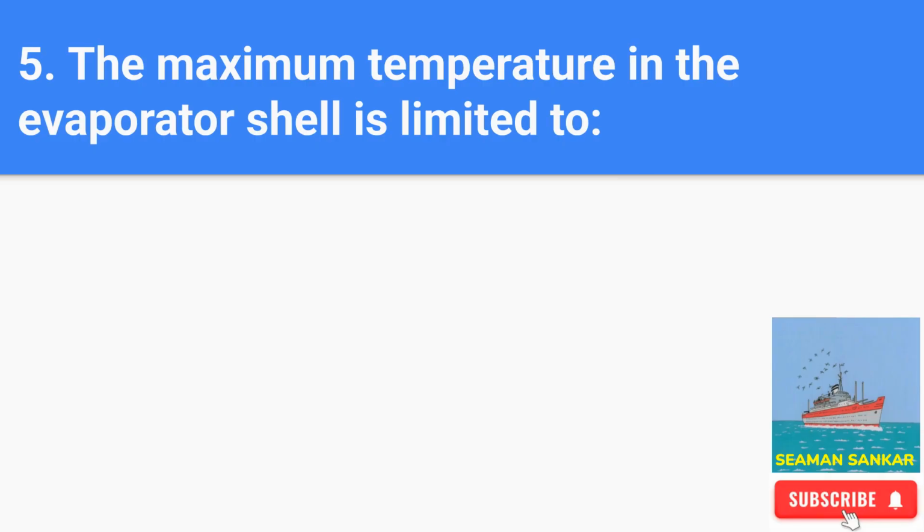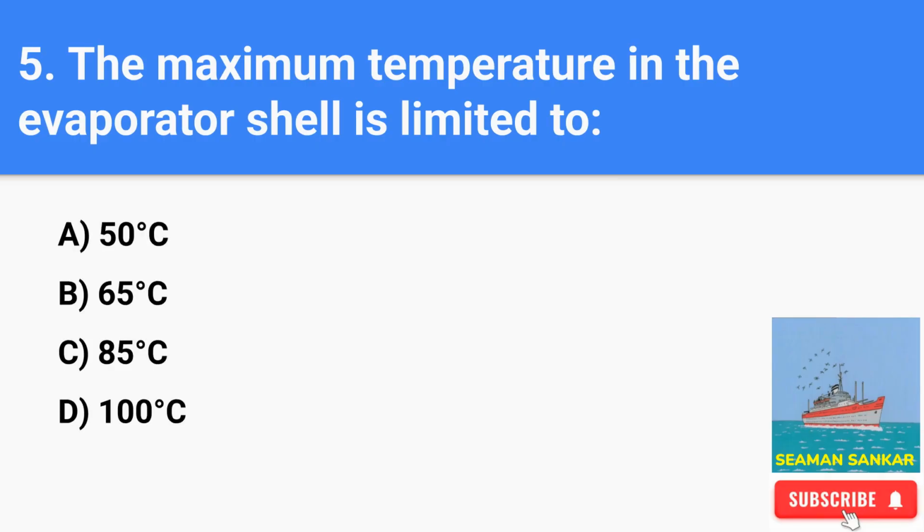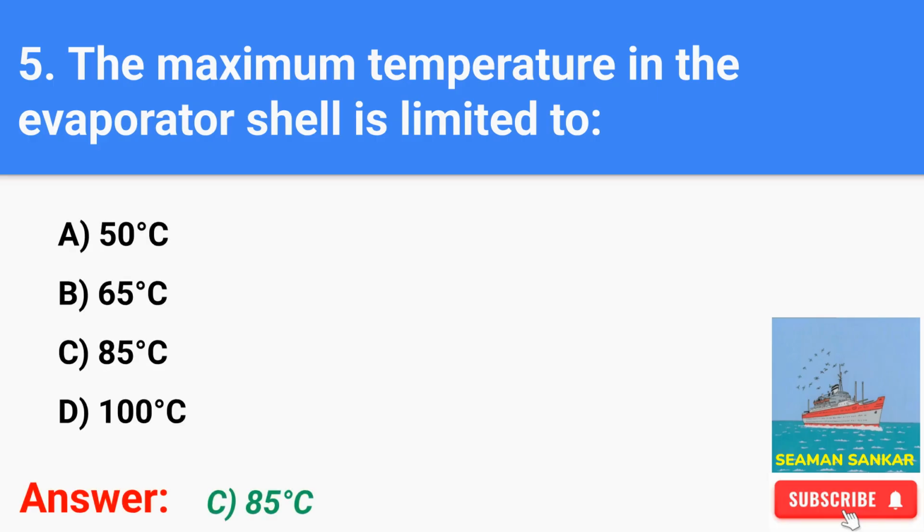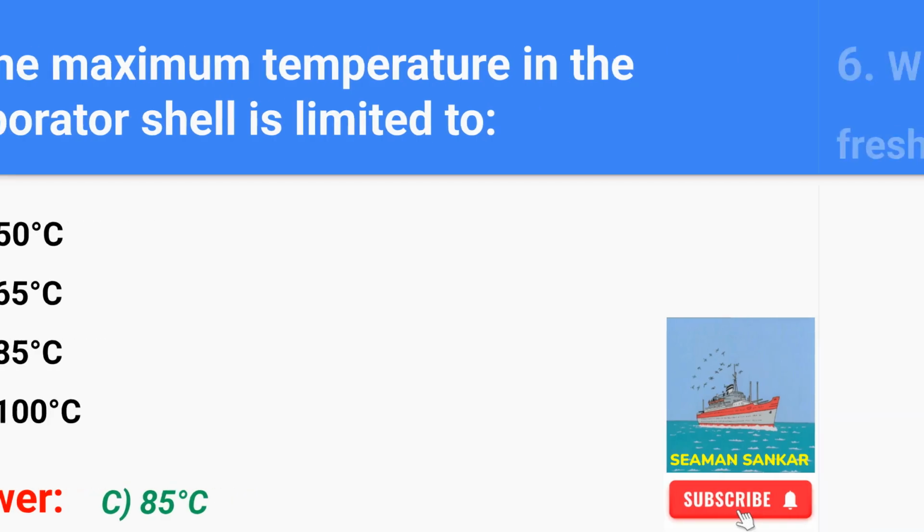Question 5. The maximum temperature in the evaporator shell is limited to A. 50 degrees Celsius, B. 65 degrees Celsius, C. 85 degrees Celsius, or D. 100 degrees Celsius. The maximum temperature in the evaporator shell is typically limited to C. 85 degrees Celsius to minimize scale formation.